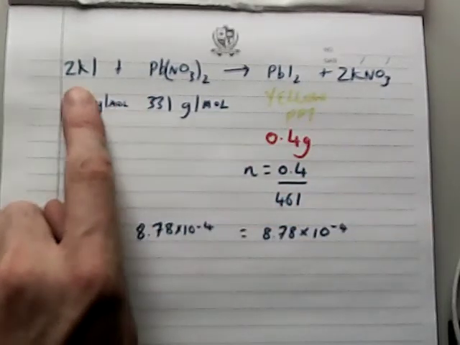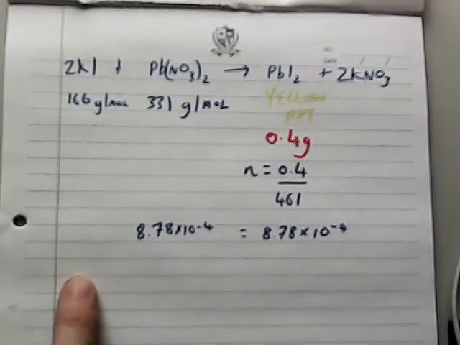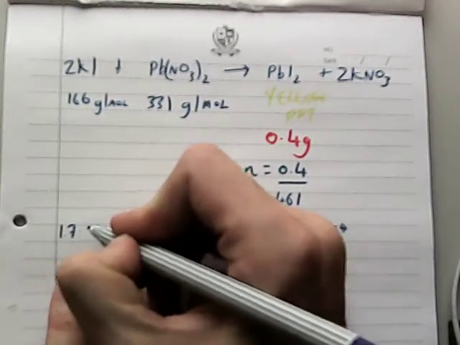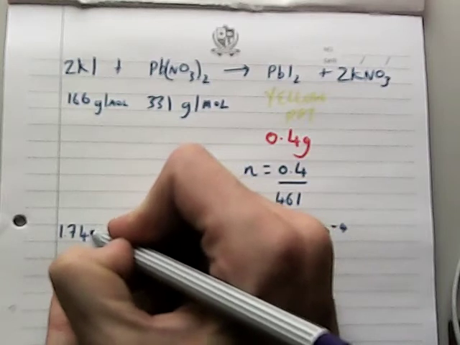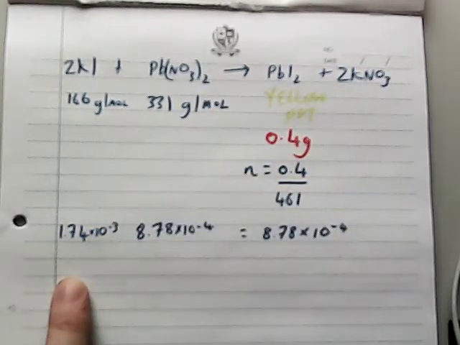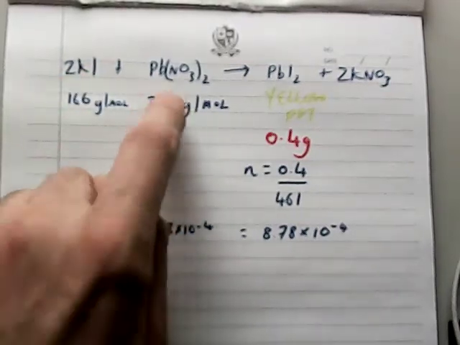Crucially, this is a 2. That's a 1, that is a 2. So you simply take the number you just worked out in your calculator and double it. So that's 1.74, rounding up, times 10 to the minus 3. So it's a slightly bigger number. These are all numbers of moles underneath the relevant formula here.